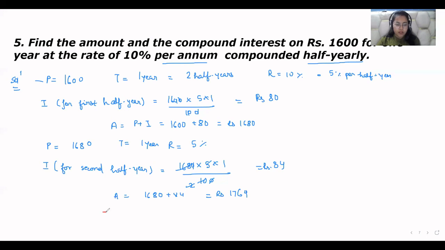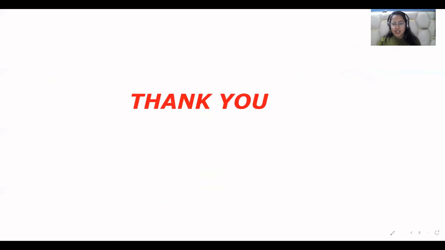So what is our compound interest? The compound interest is final amount minus original principal, or you can add both the interests. So in this case, I'm adding both the interests. 80 plus 84, it is rupees 164. I hope it's clear and you understand the topic compound interest and all the questions.